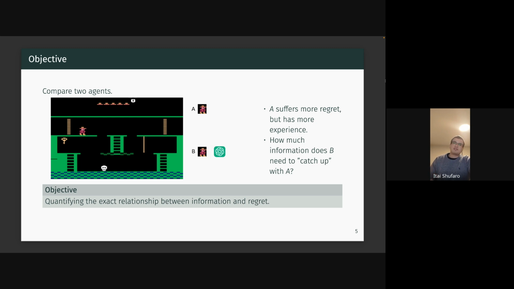We are interested in the question: how much information does B need in order to catch up with A? So, to reach the same level of performance A has now after he has suffered this amount of regret, but by only querying external information. In other words, our objective is quantifying the exact relationship between information and regret.